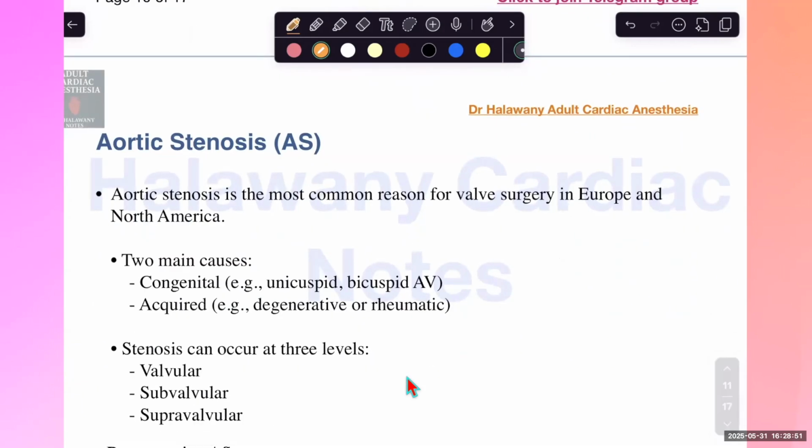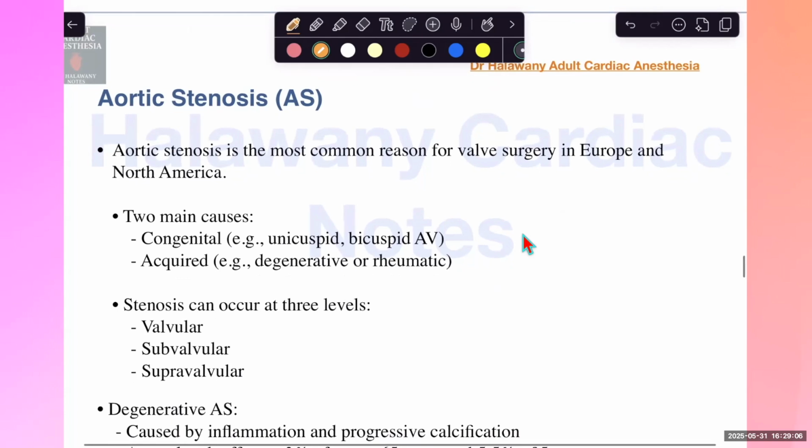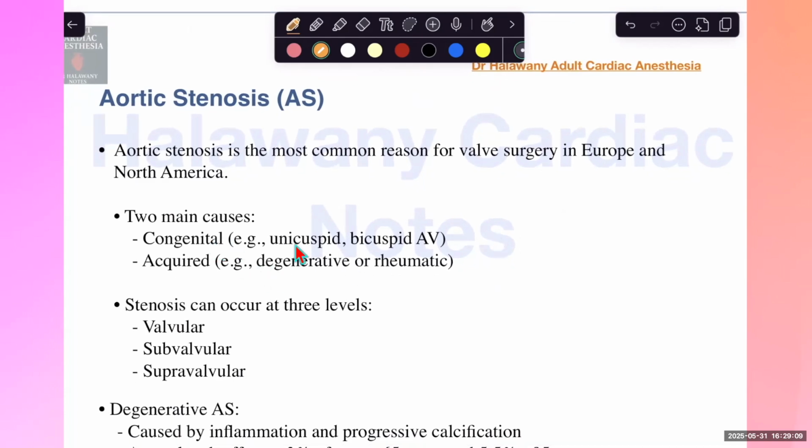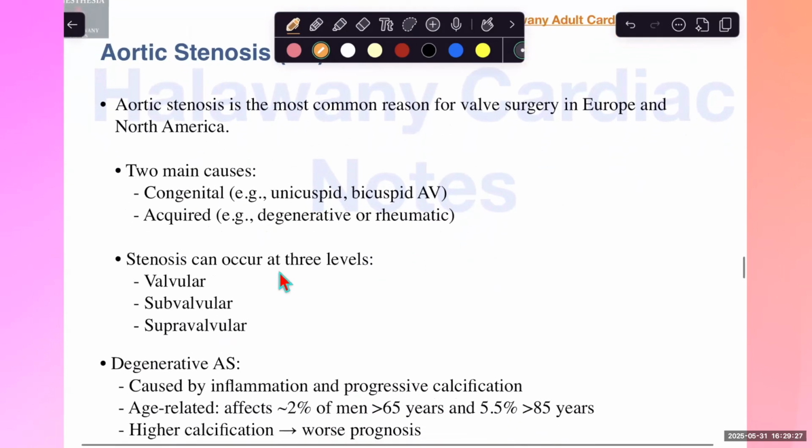Right. Now, after we have spoken about all of them generally, let's target aortic stenosis and start with it. Aortic stenosis is the most common reason for valve surgery in Europe and North America. We have two types of aortic stenosis. Congenital, where the patient already has a unicuspid or bicuspid valve, and they easily get calcified and develop stenosis early in the aortic valve, or acquired, like degenerative in old age or rheumatic in patients with rheumatic heart disease. The stenosis can occur on three levels: in the valve itself, below the valve, or above the valve.